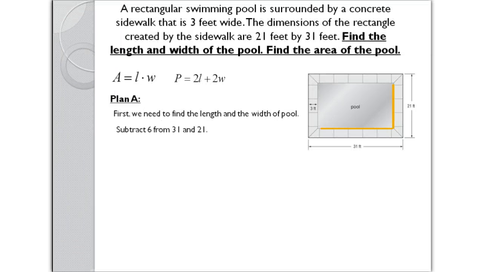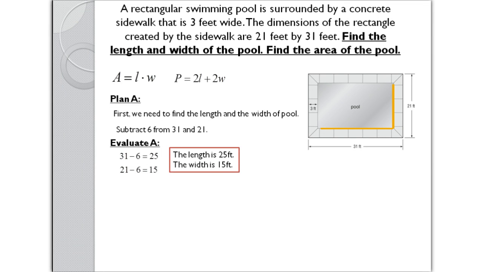So my evaluate step, I'll take 31 minus 6, and that gives me 25. 21 minus 6 gives me 15. So the length is 25 feet and the width is 15 feet. So that's my first piece of information I was trying to find, the length and the width of the pool. Next, plan B, we need to find the area of the pool.